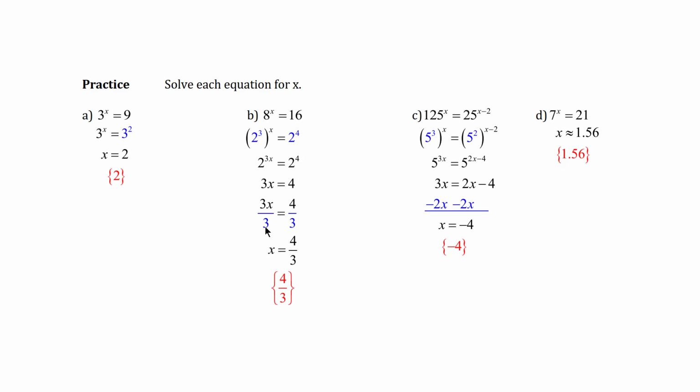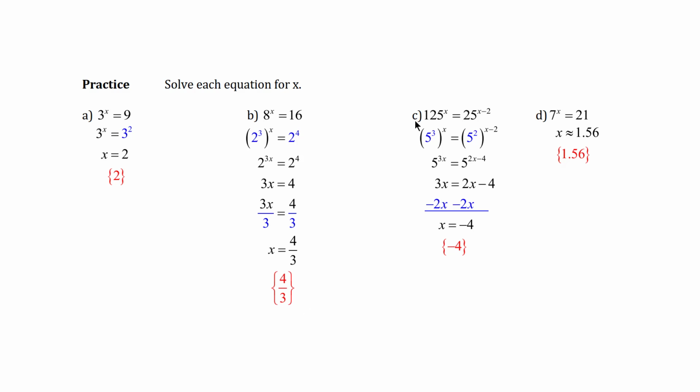We just divide both sides by 3. We get 3x over 3 equals 4 over 3. After simplifying, we get x equals 4 over 3. Next, we write our final answer in set notation. So I have curly bracket 4 over 3 close curly bracket.